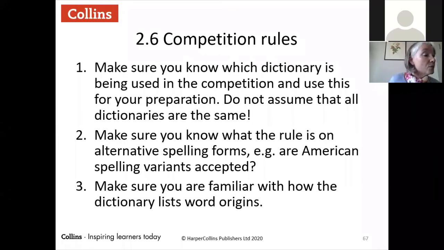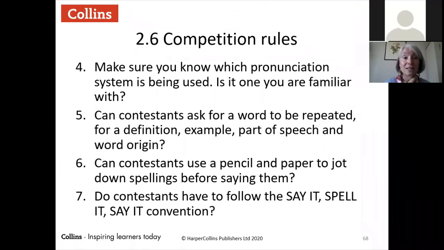Right, we're nearly out of time, so I'm just going to finish by saying make sure you know the competition rules. Make sure you know which dictionary is being used in the competition, and if you can use it for your preparation. Don't assume that all dictionaries are the same. Make sure you know what the rule is on alternative spelling forms. Are American spelling variants accepted? Are British spellings accepted? Make sure you're familiar with how the dictionary lists word origins.